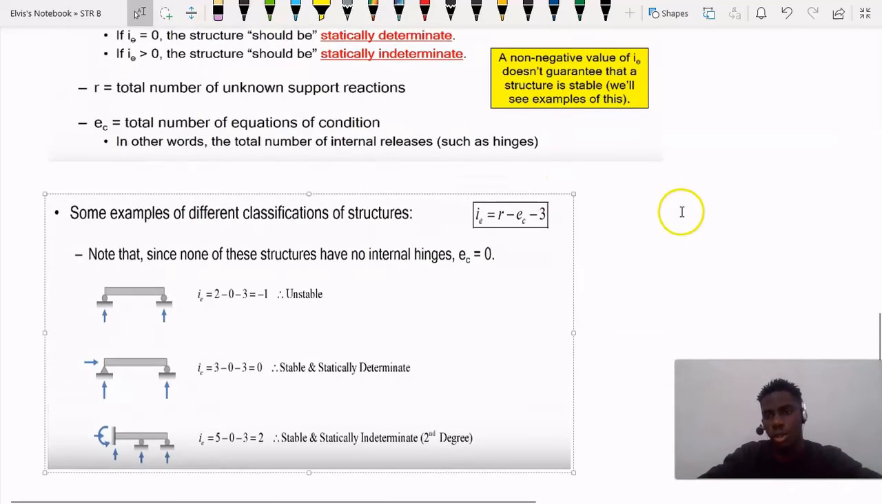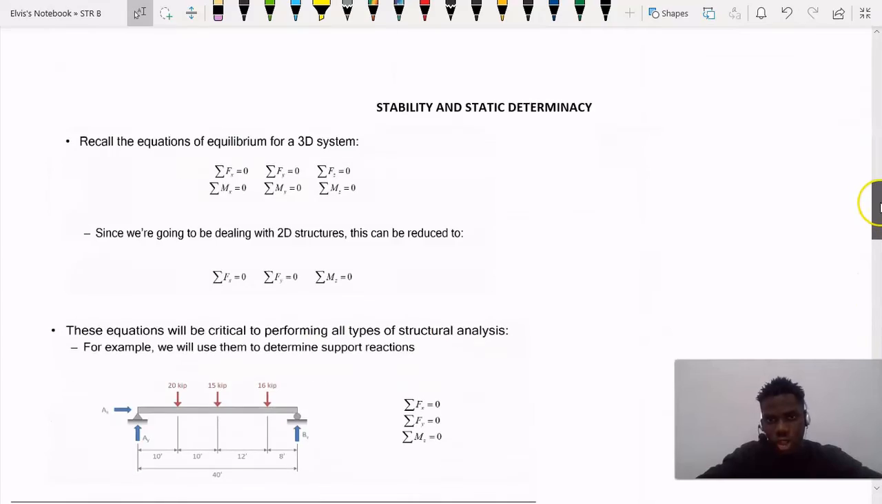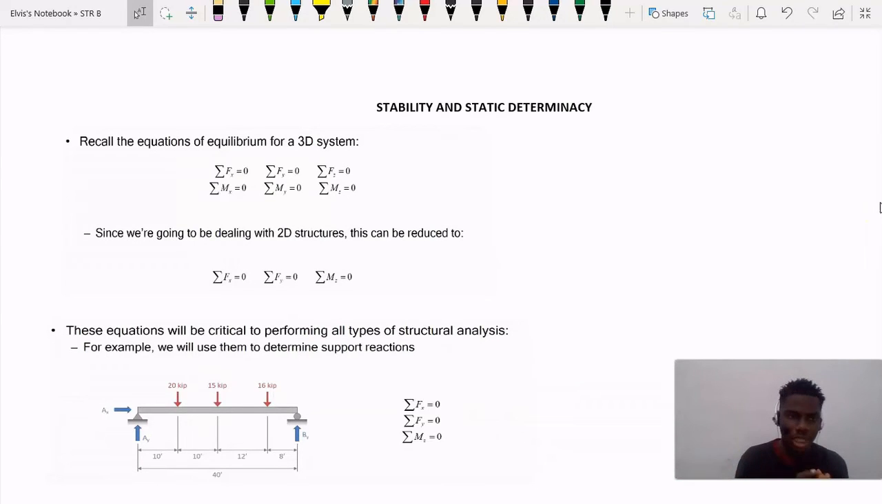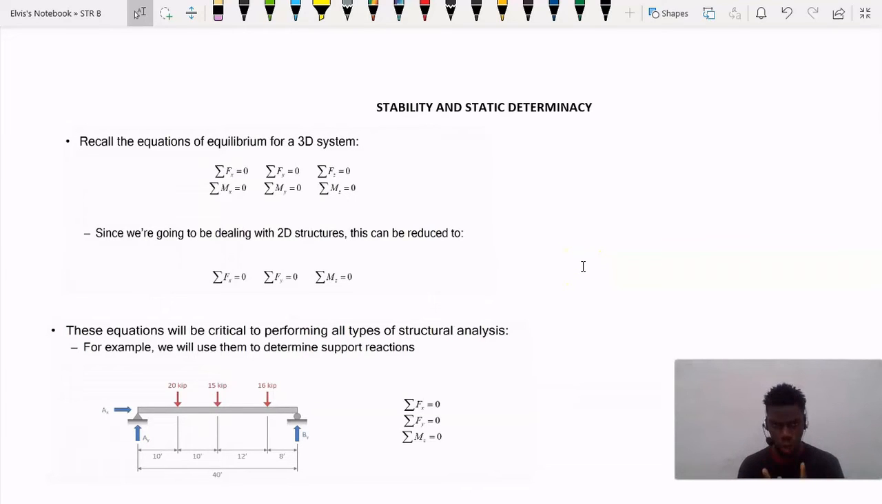Okay, so let's move to the next part. So now, guys, we are going to discuss stability and static determinacy. Now, guys, recall the equations of equilibrium of a 3D system. Now, guys, we are going to be dealing with 2D structures. We civil engineers always try to deal with 2D structures.